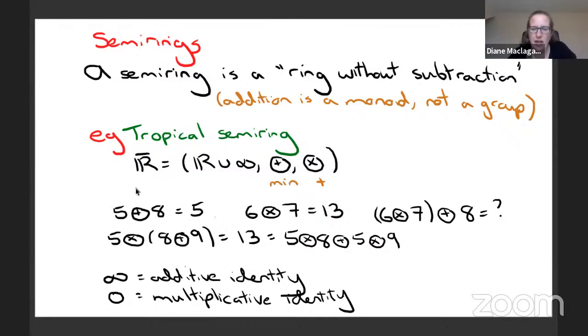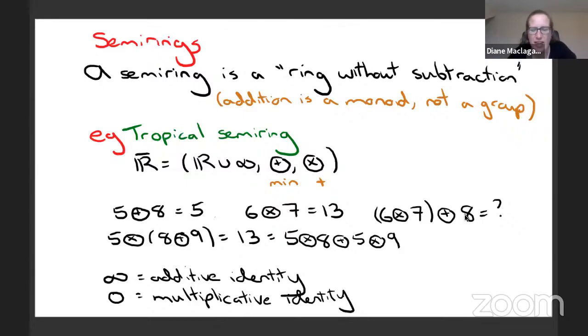So we get things like 5 tropical plus 8. That's the minimum of 5 and 8, so it's 5. We get 6 tropical times 7. That's 6 plus 7 in normal arithmetic, so 13. And so then we get 6 times 7 plus 8.